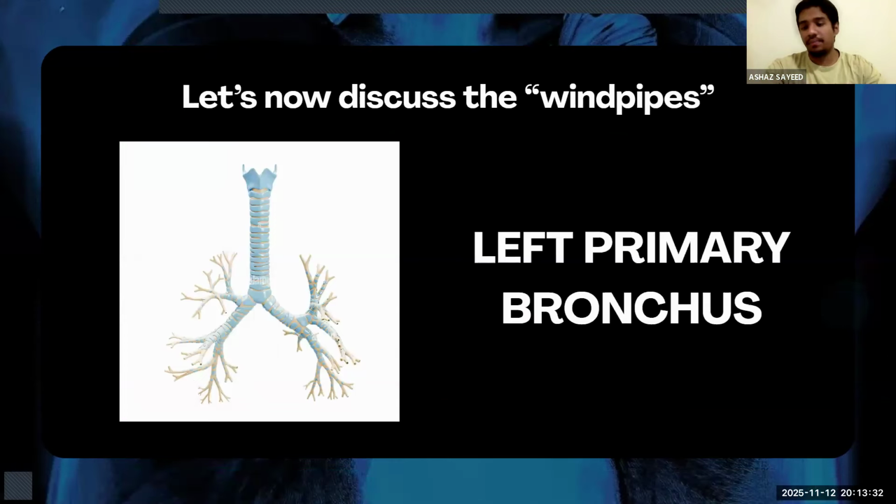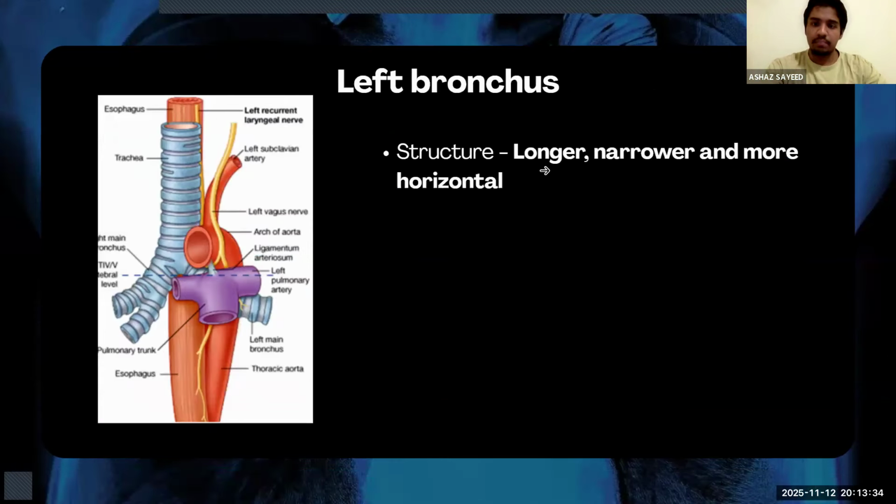Now you have your left primary bronchus. Again, this one is longer. You can see it right here. The right primary bronchus is, that's it. That's your right primary bronchus. Look at the cursor. And the left one goes all the way long. It's pretty long. It has to take this turn. The right one is short, and from here the secondary bronchi start. The left one is longer, narrower, and more horizontal.